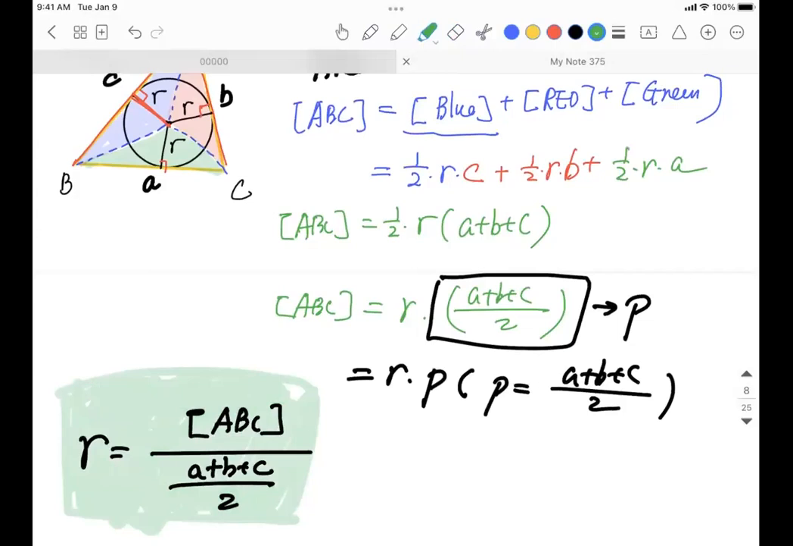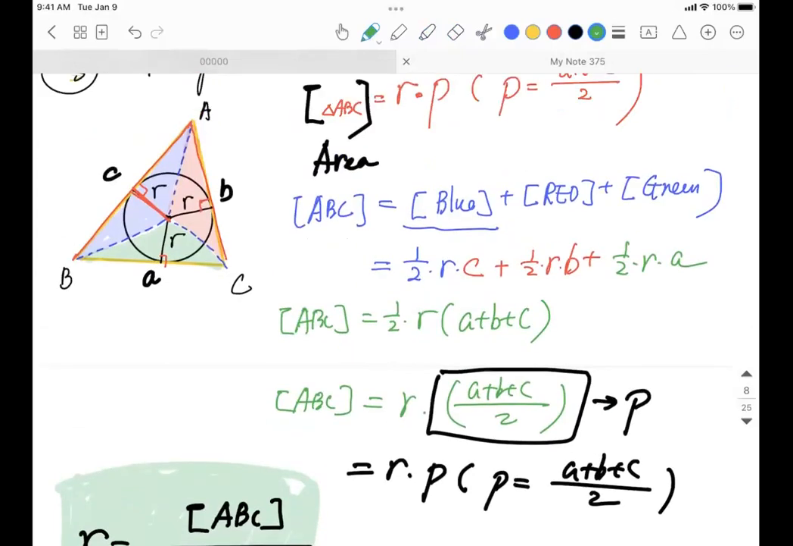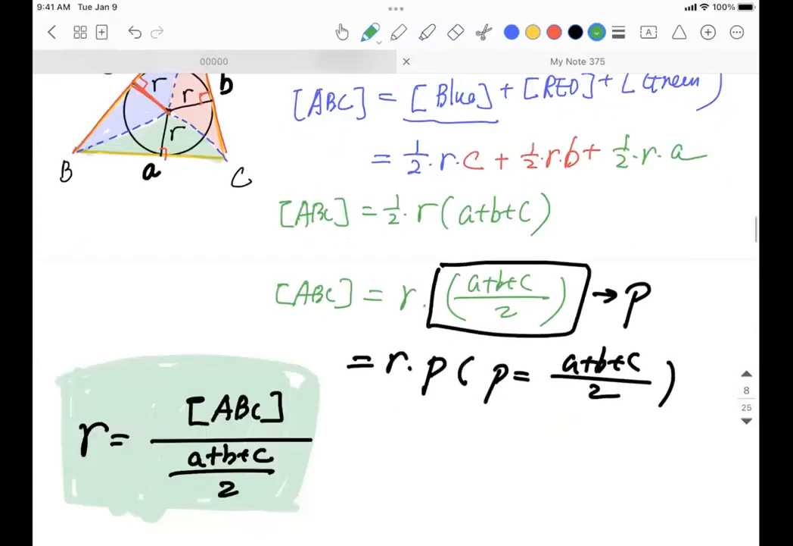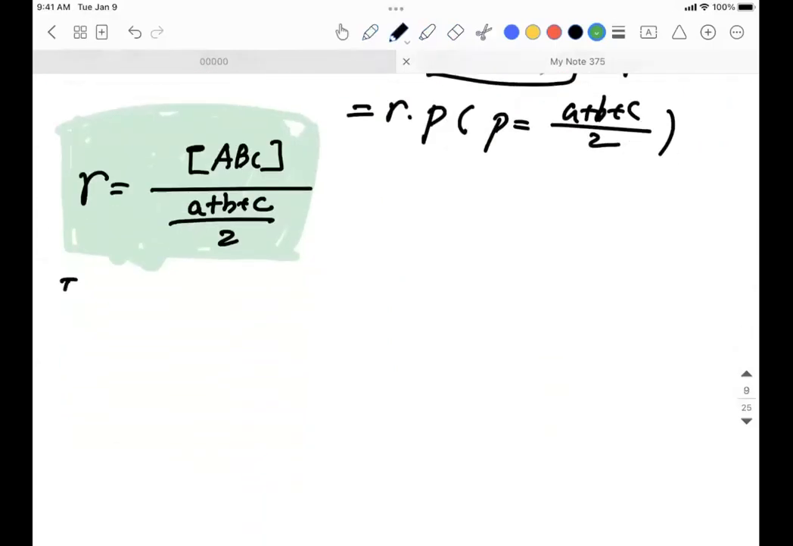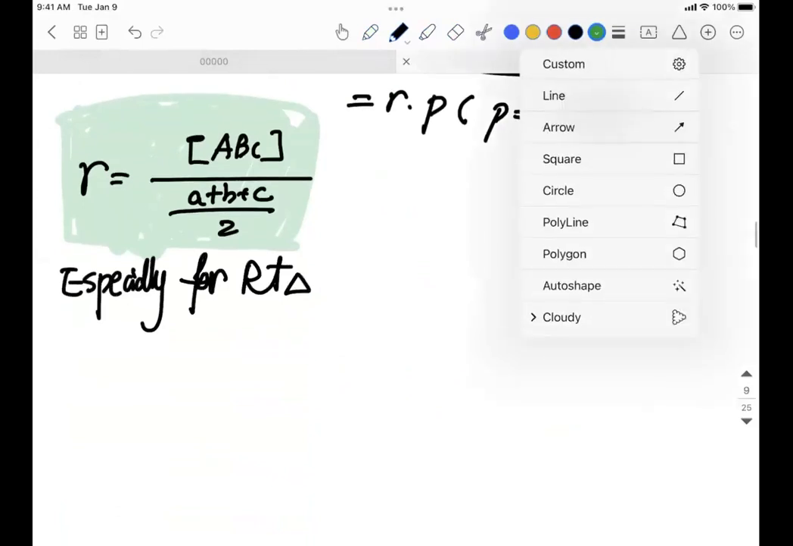This is for generic triangles, any kind of triangle, like acute or obtuse. You do whatever you like. And especially for a right triangle, I have an even easier solution for you.